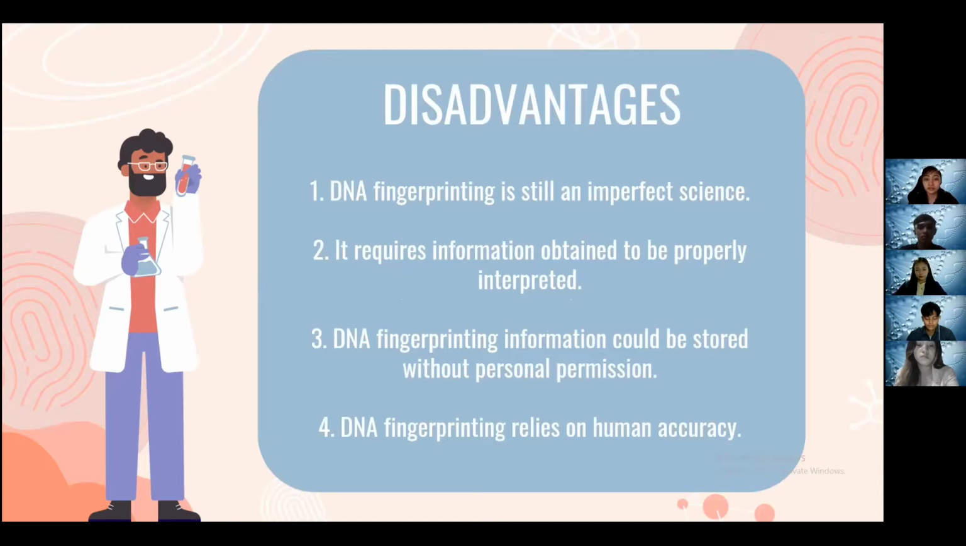1. DNA fingerprinting is still an imperfect science. Having a technology that is 99.9% accurate may seem like a reliable technology. When that percentage is applied to real-life cases, however, it indicates that there may be one error in every 1,000 cases that are analyzed. 2. It requires information obtained to be properly interpreted.